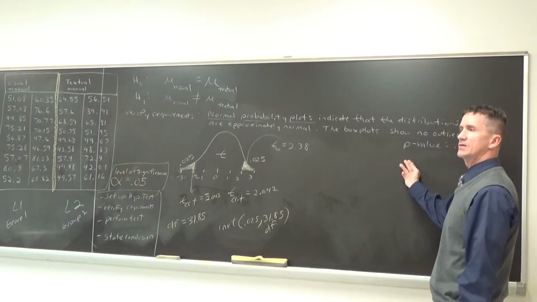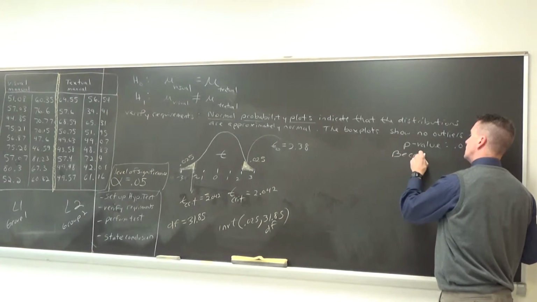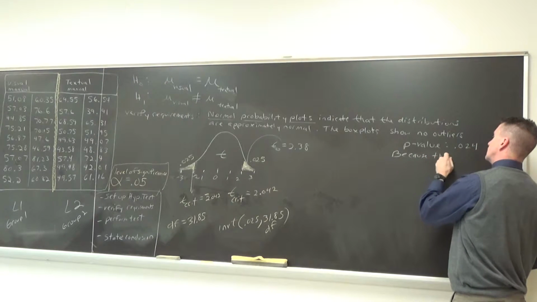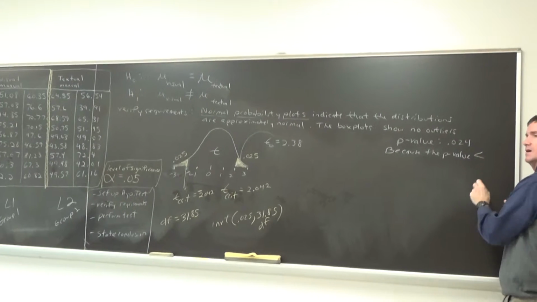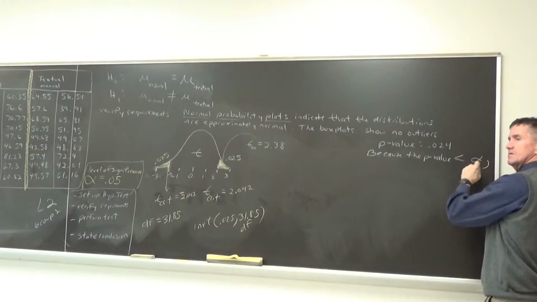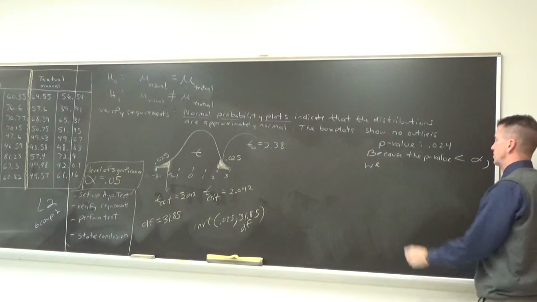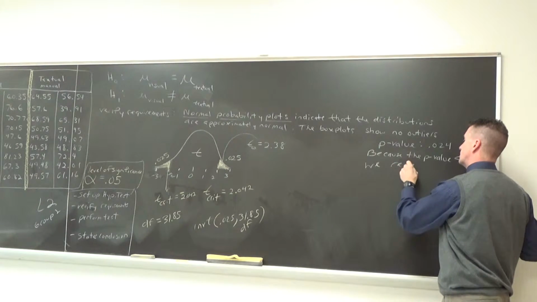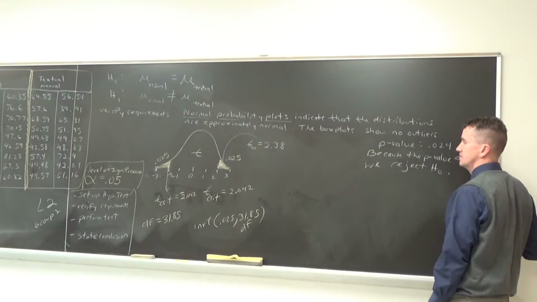So I'm just going to quickly talk about this p-value. Because the p-value is low, it is lower than the alpha level. What are we doing about the H0? Reject. Reject the H0. We reject the null.